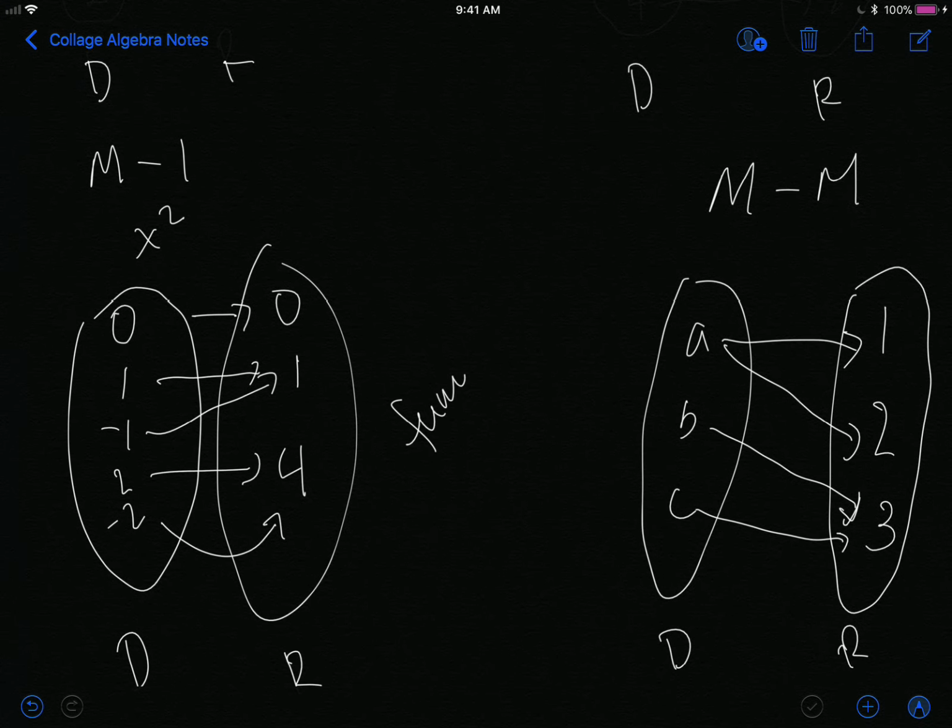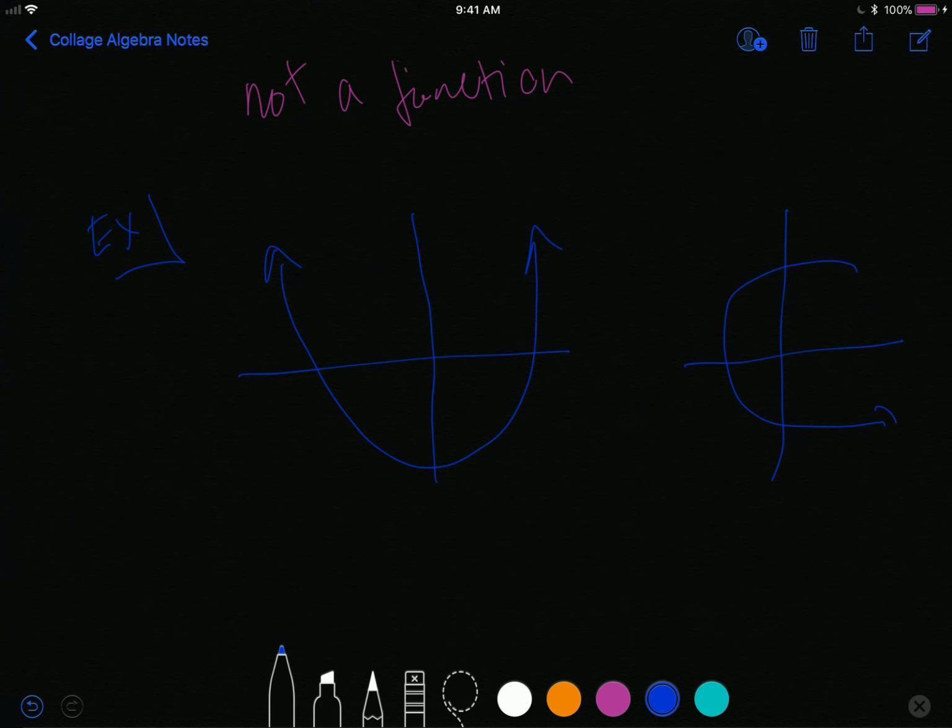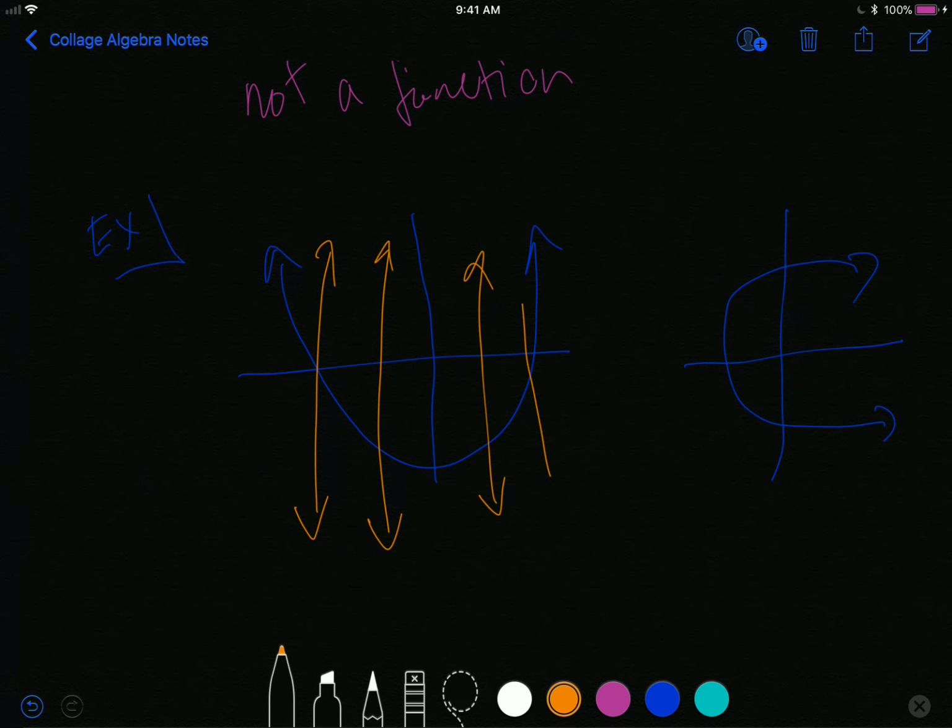Graphically, we use what's called the vertical line test. Let's say I have this graph right here, and then this graph right here. Any vertical line that I draw must go through the graph exactly once. Any vertical line that I draw. This one right here passes the vertical line test, and so is a function.